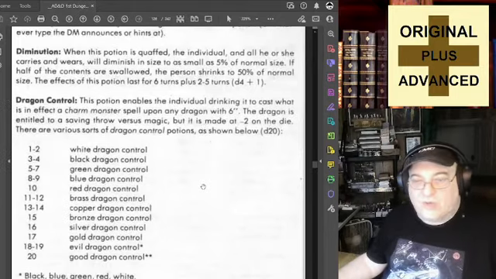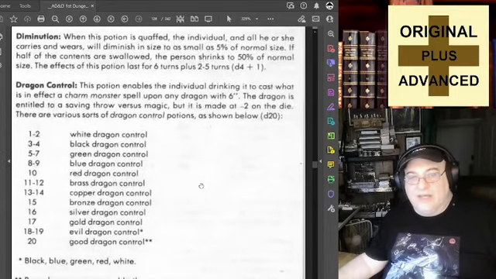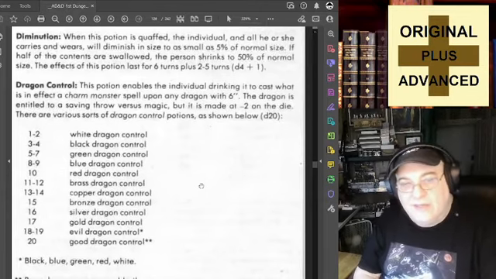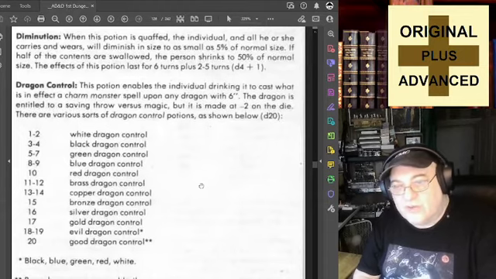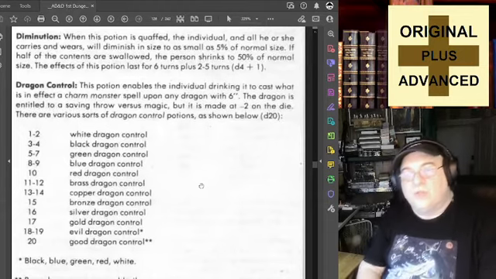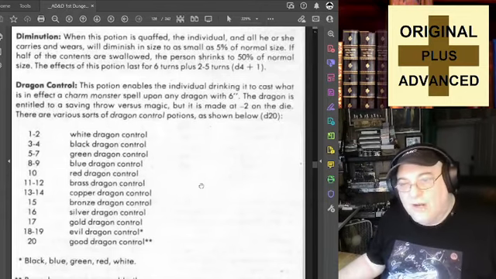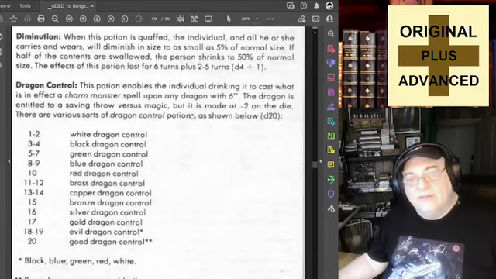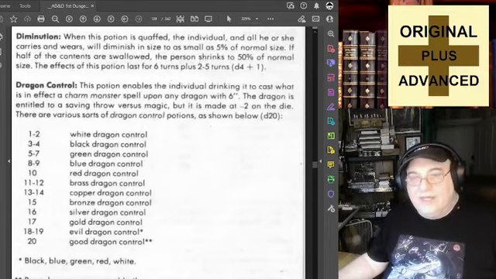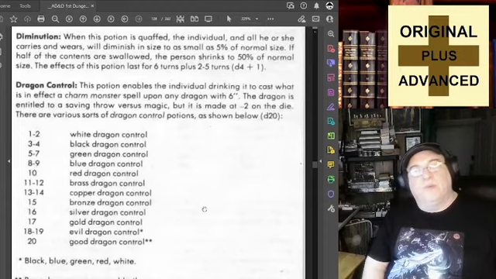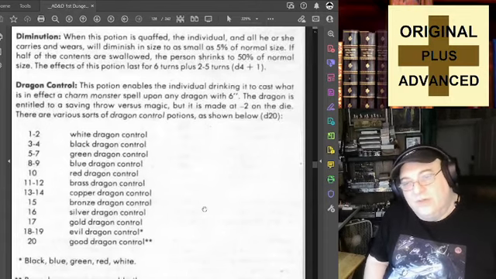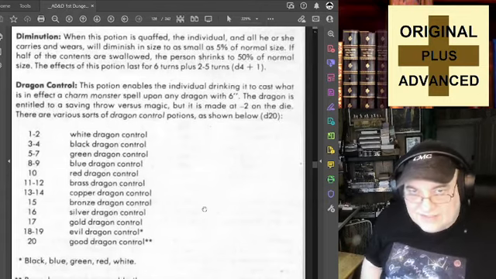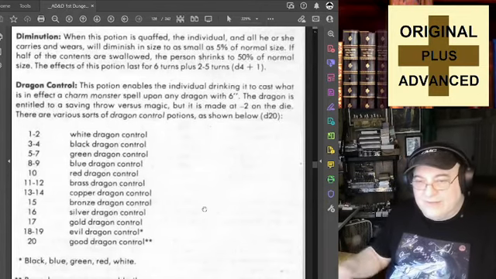Diminution. When this potion is quaffed, the individual and all he or she carries and wears will diminish in size to as small as 5% of normal size. If half the contents are swallowed, the person shrinks to 50% of normal size. The effect of this potion will last 6 turns, that's 60 minutes or 1 hour, plus 2 to 5 turns, 1d4 plus 1 additional 10-minute increments. So the idea there is that you could share something if you both needed to crawl through a doggy door or some such. So you could use this between two humans to make them both hobbit size, for instance, halfling size, I should say. No offense to anybody who owns the rights to blah blah blah.